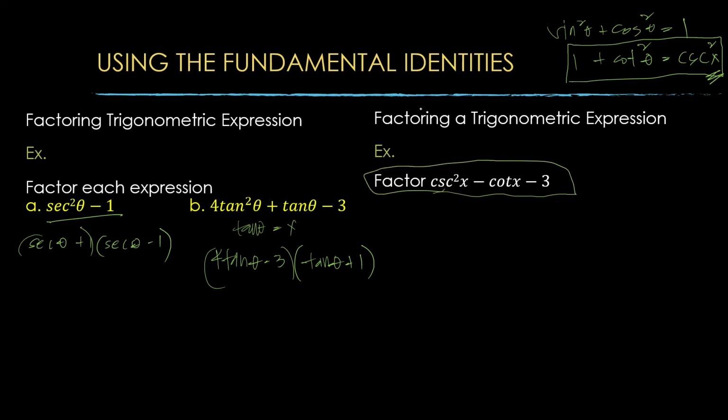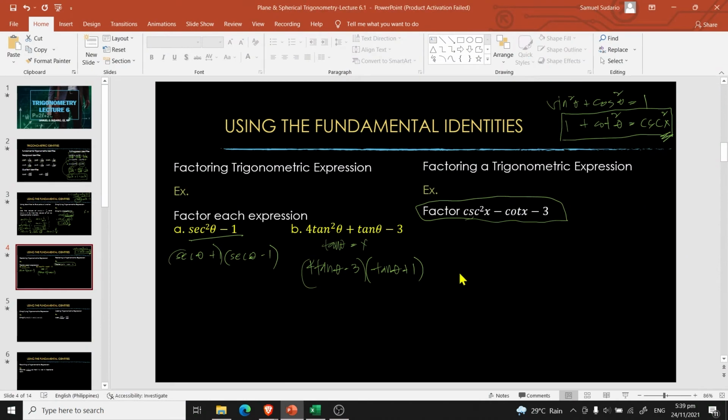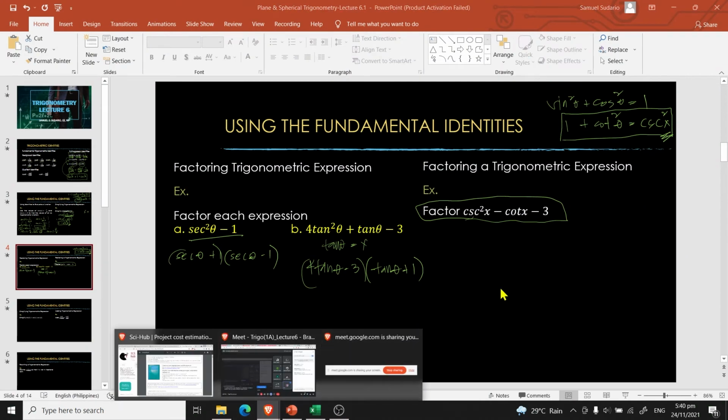Okay, so I'm giving you 3 minutes to answer the problem, and after 3 minutes, I'll be asking questions. Okay, your 3 minutes starts now. Go. So what's your answer? Very good. Galing.